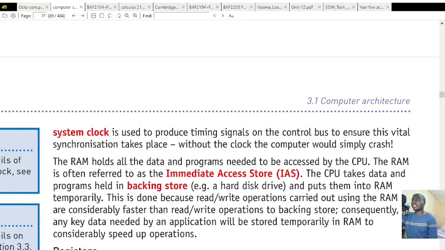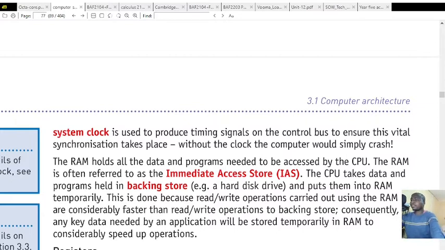All right. Then the RAM holds the data and the programs needed to be accessed by the CPU. The RAM is often referred to as immediate access store. So the CPU takes data and programs held in the backing store, that is the hard disk, and puts them into RAM temporarily. RAM is the workbench of the computer. This is where most of the execution takes place.